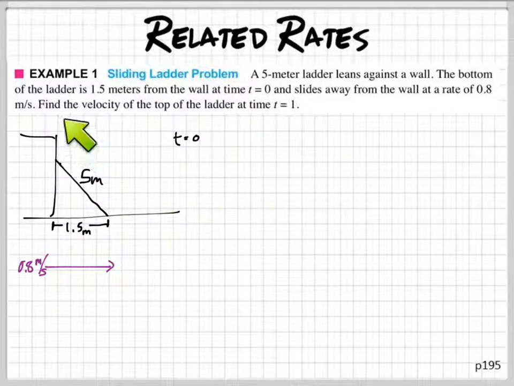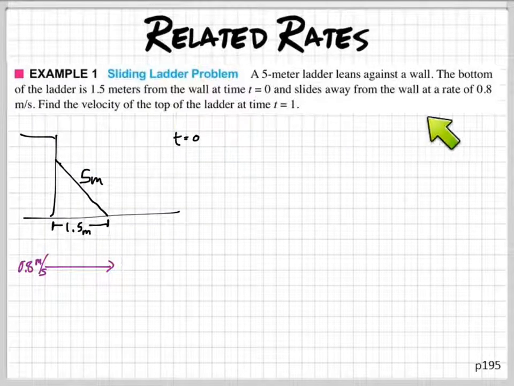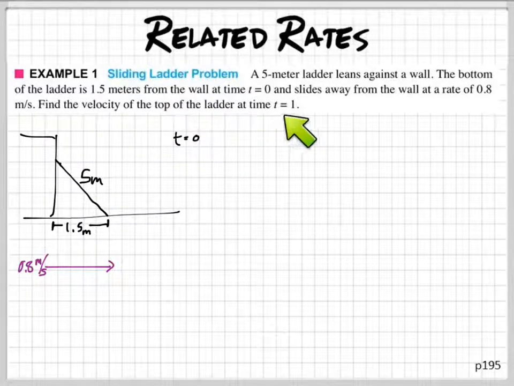That's it. Find the velocity, which is the same as rate. I don't know why they changed words right here. So, find the velocity of the top of the ladder at time t equals 1.